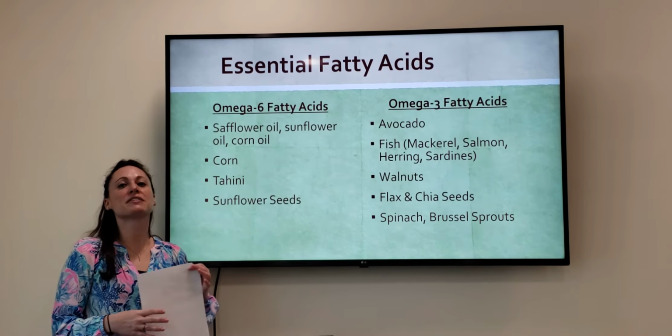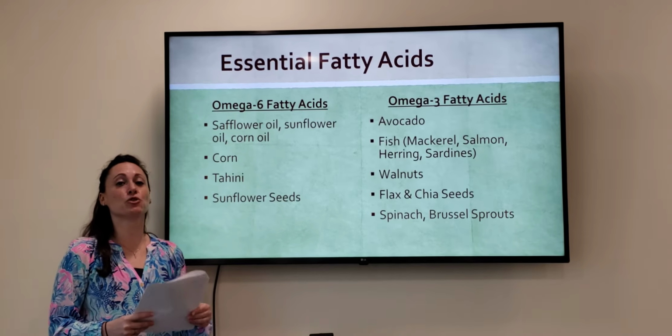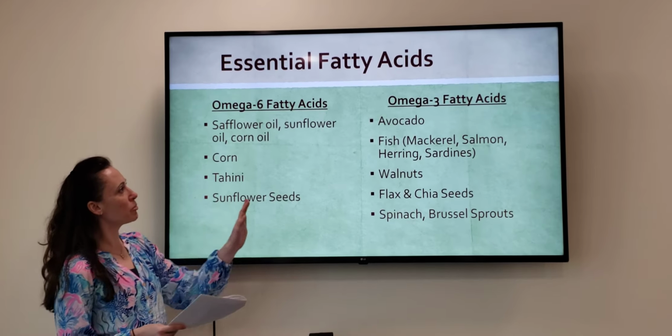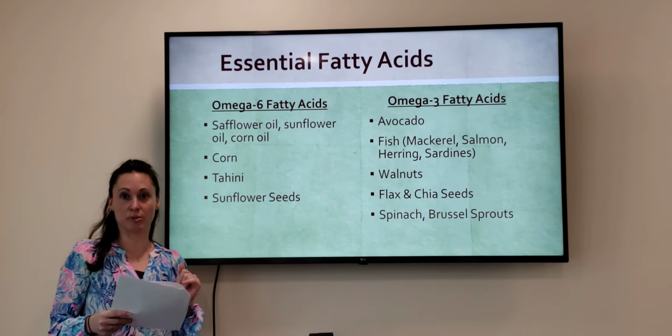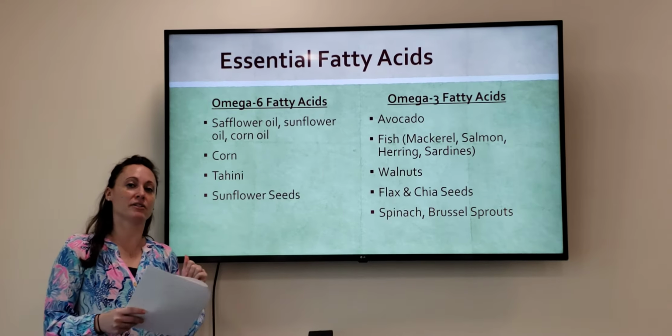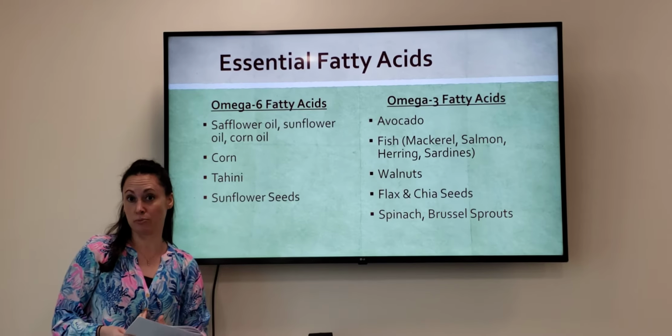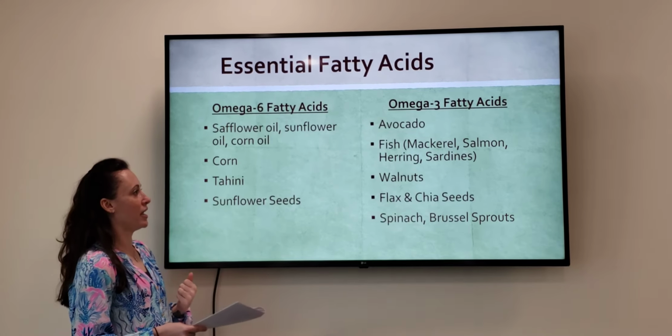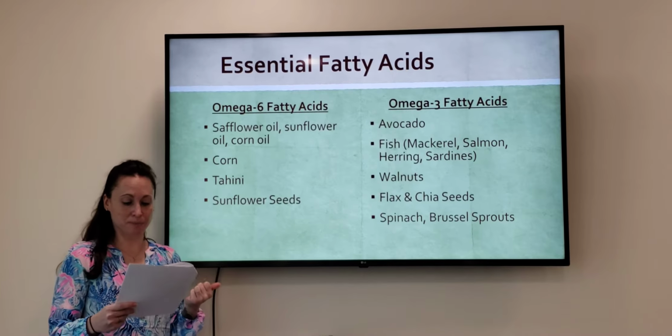So what are essential fatty acids? Essential means you need them. They are essential to optimal health. And we broke it down into 2 different types. These 2 types of fatty acids your body does not create on its own. So we need to ingest these fatty acids in order to maintain overall health and well-being.